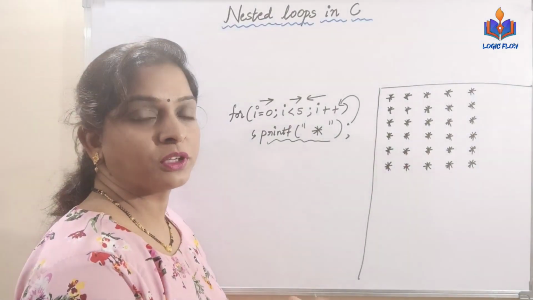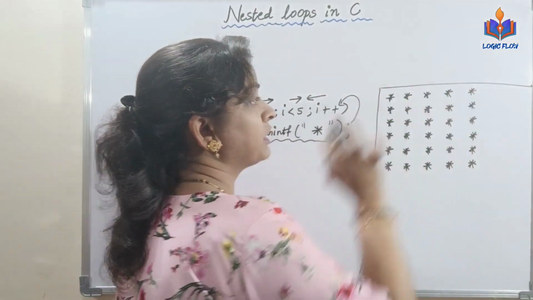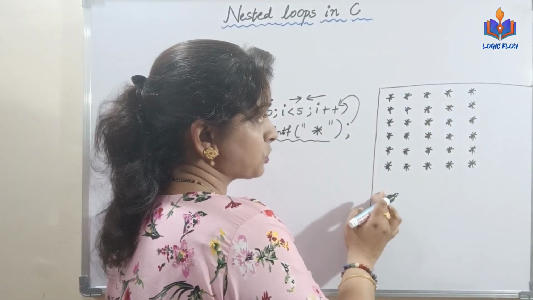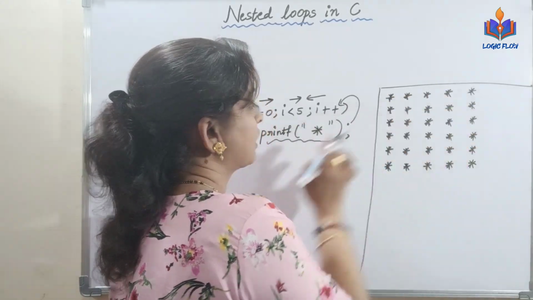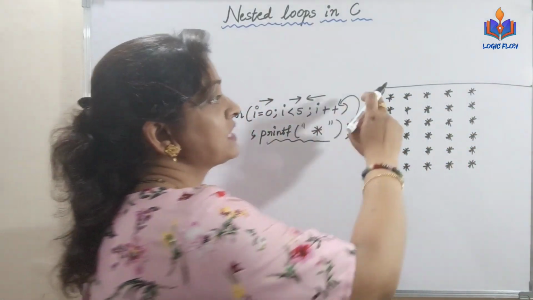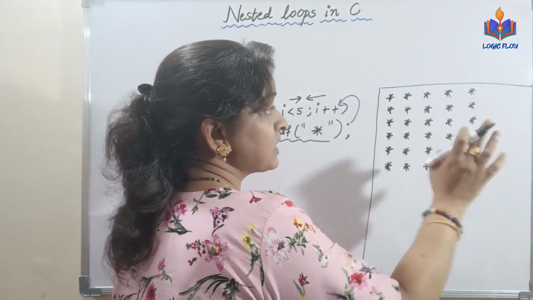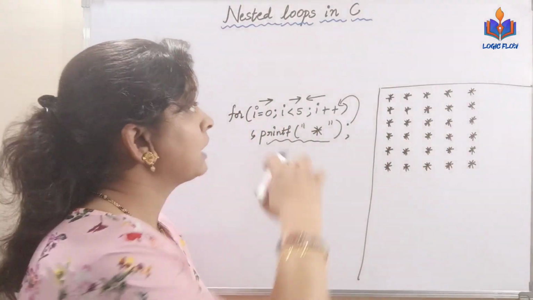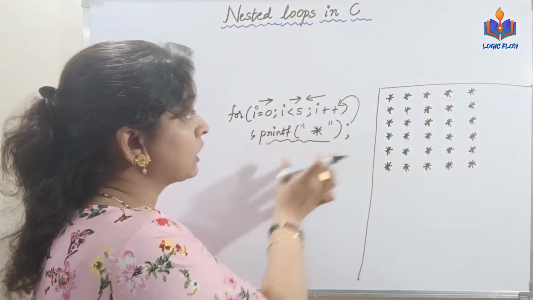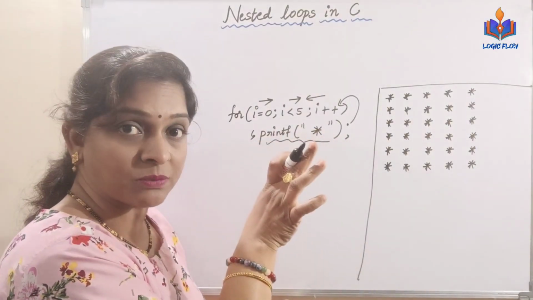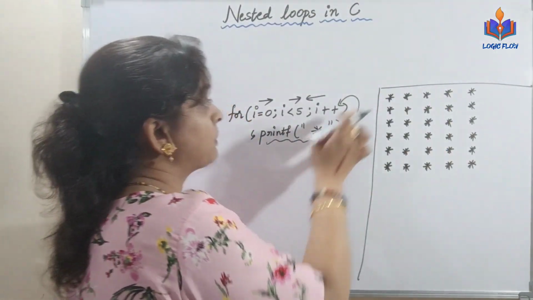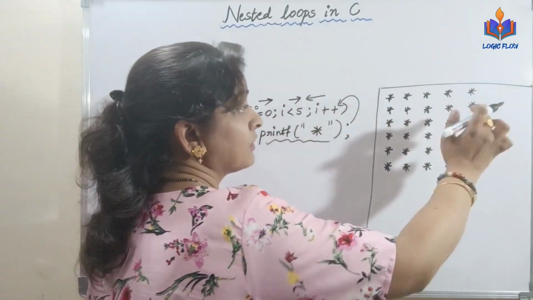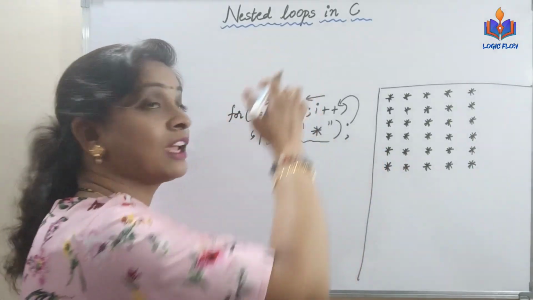Now I want the output in a different way. I have printed a star 5 times, and I want to print these 5 stars 6 times. The printing of 5 stars will be repeated with this loop, but the same thing has to be repeated 6 times: 1, 2, 3, 4, 5, 6. So I'll put one more loop. Printing of the star 5 times will be taken care of by this loop, and printing of the 5 stars in 6 different lines has to be taken care of by one more loop.